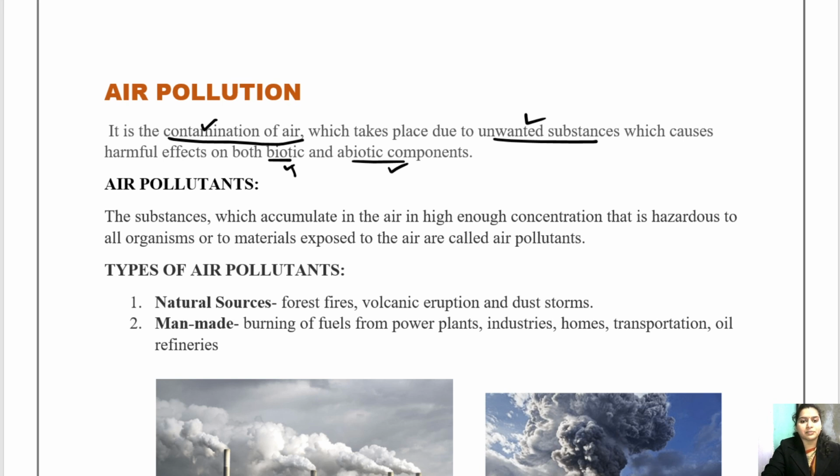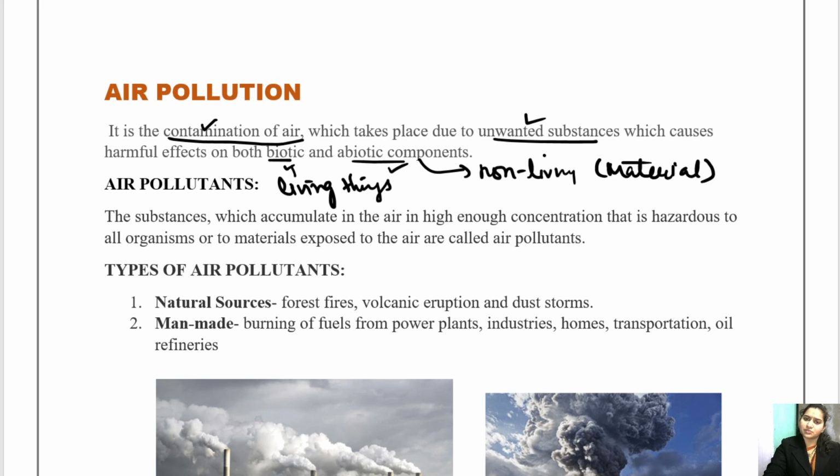So what are biotic components? Biotic components are the living things. Living things are called biotic components and abiotic components are non-living things. Not only the living things, but air pollution also affects non-living things like materials. All these materials are also getting destroyed by air pollution. And children, air pollution is a major cause of concern these days.